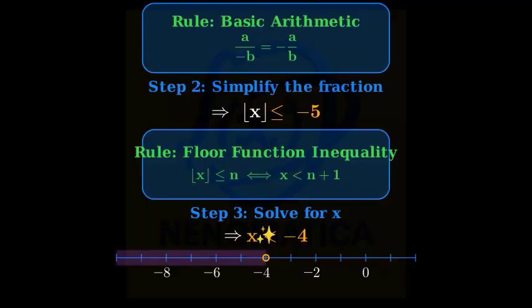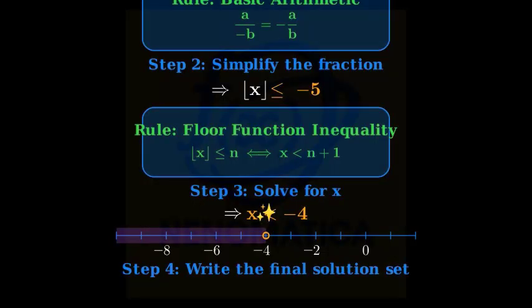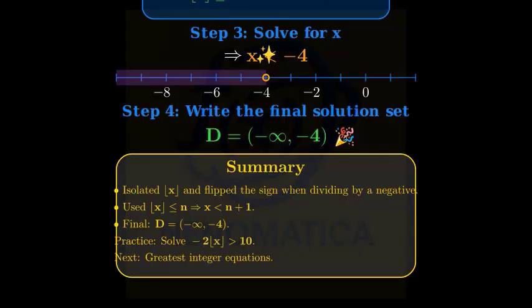Step 4. Write the final solution set. The domain is all real numbers less than negative 4, which we write as the open interval from negative infinity to negative 4. Great work following the algorithm precisely. Summary. We isolated the floor expression, simplified, used the floor inequality rule, and wrote the solution set. Practice problem. Solve negative 2 times the floor of x greater than 10.